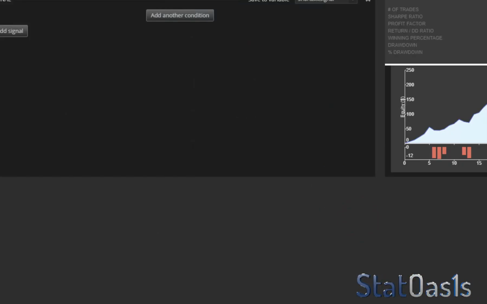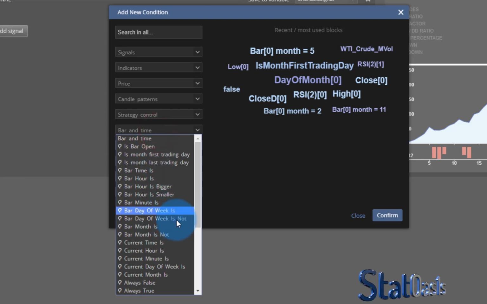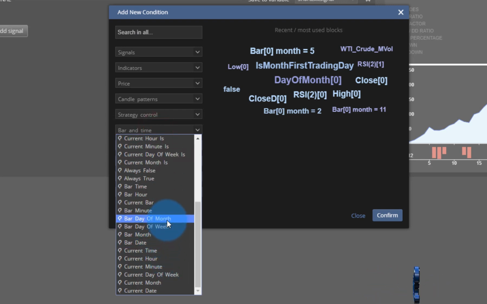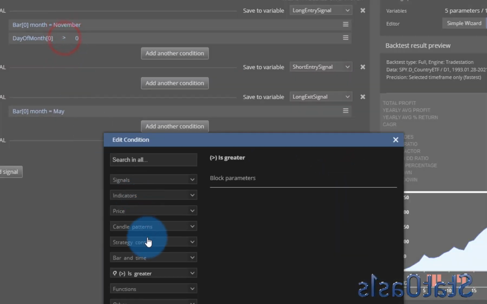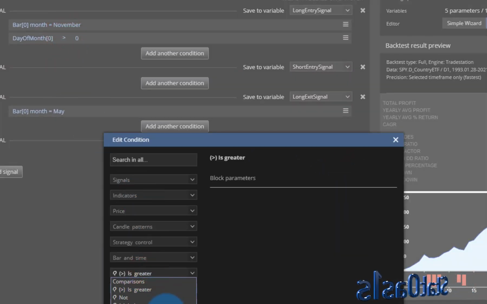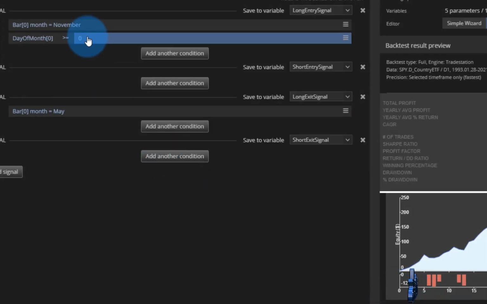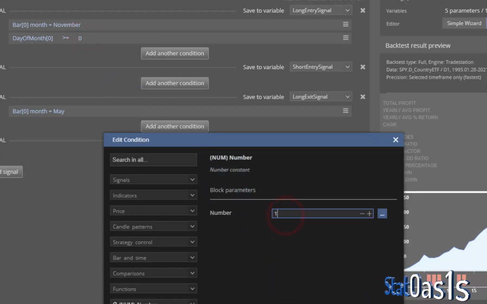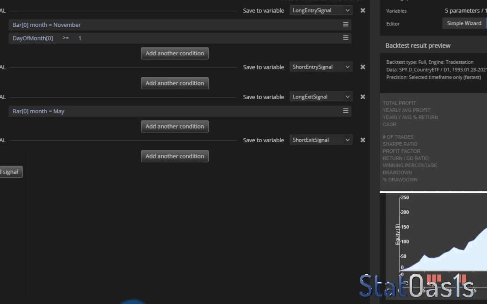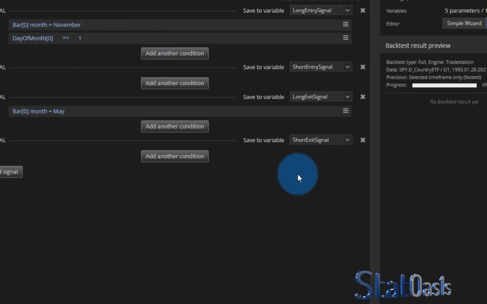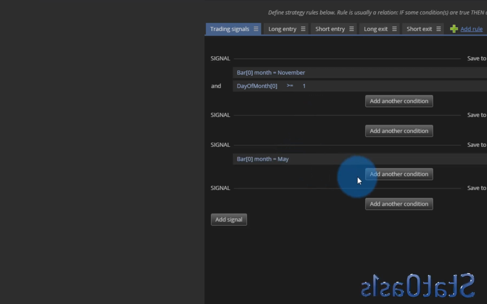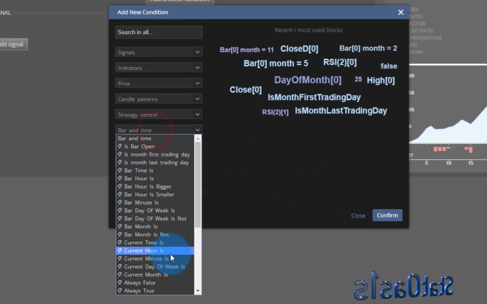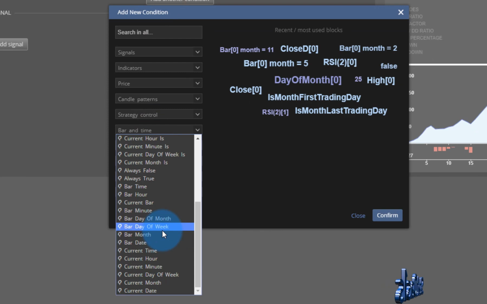So if I go back to November, I can say bar day of the month is greater or equal to 1. So now this will work. This will always find the first bar of the month. And to solve it here, I can do again bar day of month.